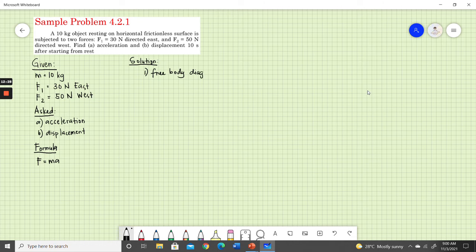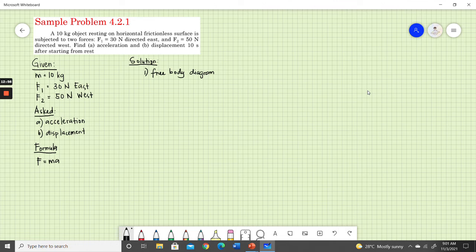So if you guys remember, pag-usapan natin kanina, ano ba yung free body diagram? This is a diagram that shows all the forces that are acting on an object. So halimbawa dito, yung object mo, this could be a car, this could be an animal or whatever, cart, a rock, or a box. It doesn't matter. That's why we use the word free.